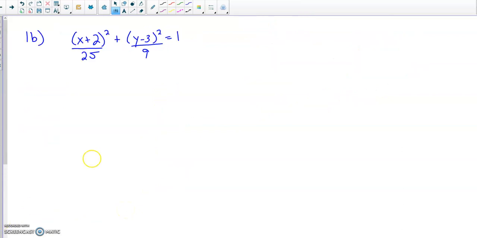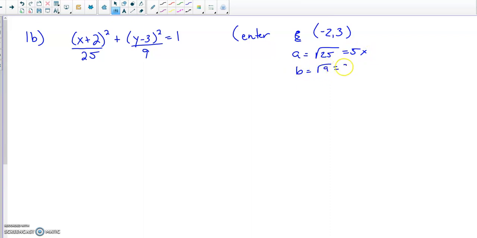And then, so let's look at the next one. Thank goodness, right? Smaller numbers. Okay, so the center is negative 2 and 3. A is the biggest, so that would be the square root of 25, which is 5, and that's going to be x. And B is going to be the square root of 9, which is 3, and that's our y.